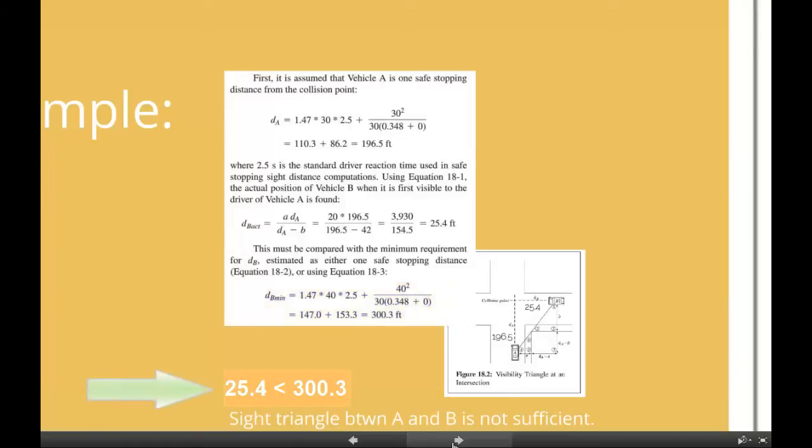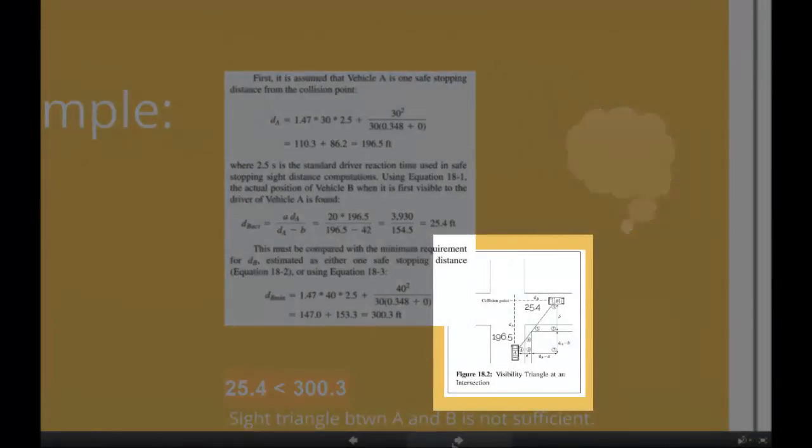Step 4. Compare dB actual to dB minimum and find that the actual separation, 25.4 feet, is less than the minimum acceptable separation, 300.3 feet, and tend toward concluding that this is an unsafe condition. What do you think? If A is a full 196.5 feet away, when B is only 25.4 feet away, it would be unlikely that these two vehicles would collide. Yes?